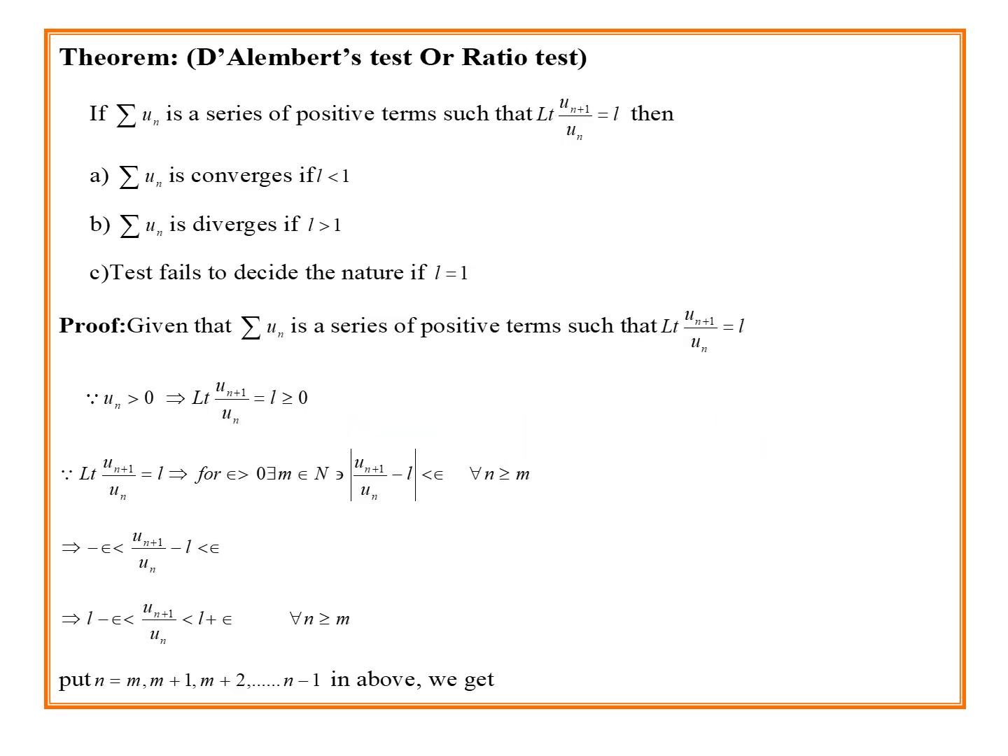Today, in this module, the first theorem is D'Alembert's test, or ratio test. Statement: if sigma un is a series of positive terms such that limit of u of n plus 1 by un is equal to L, then we have three cases. First case, sigma un is convergent if L is less than 1. Sigma un is divergent if L is greater than 1. The test fails to decide the nature if L is equal to 1.